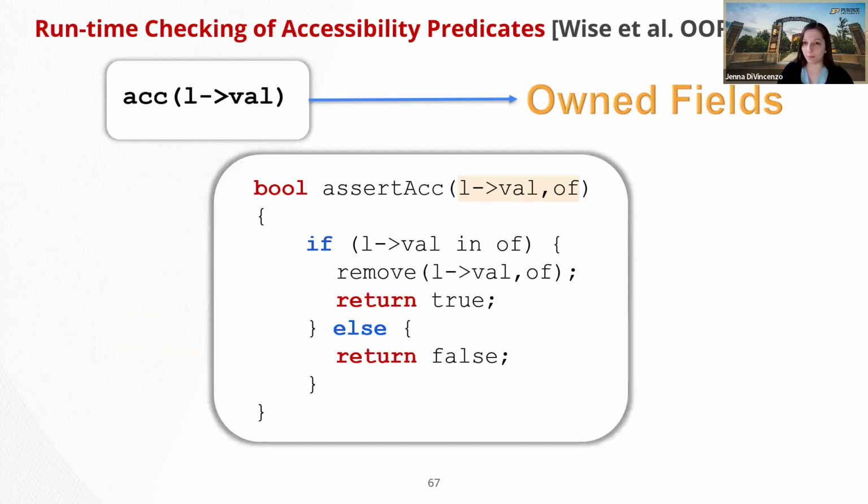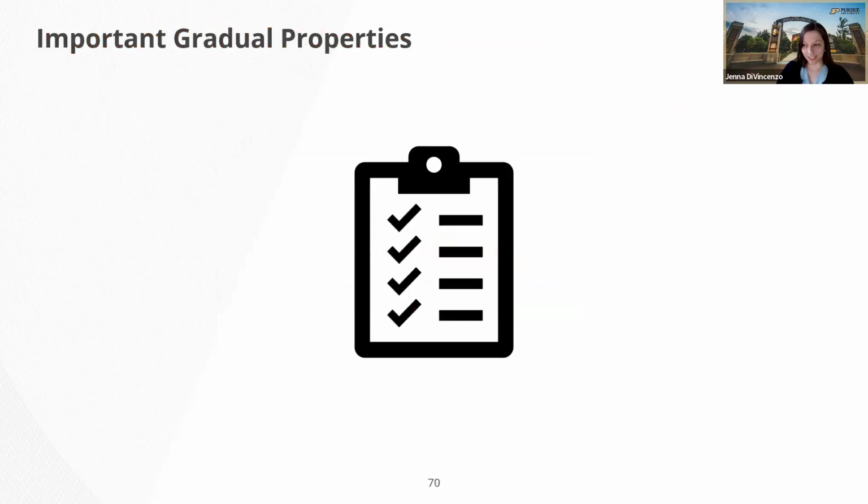So it takes the heap location from the accessibility predicate, it takes the current own fields at that program point, and it looks for whether that heap location is in there, and then it will return true. Otherwise, it will return false. And to check the separating conjunction, if it is in there, we will remove it. All right. So that's runtime checking.